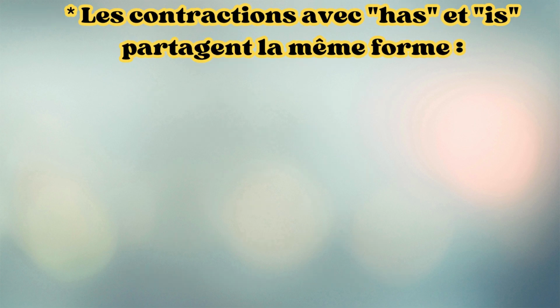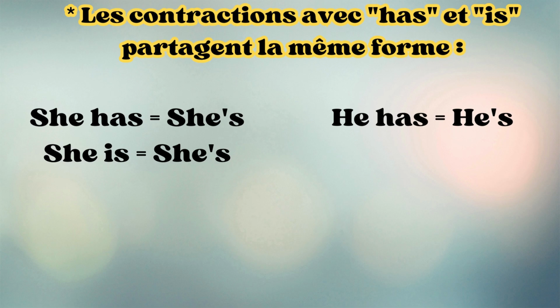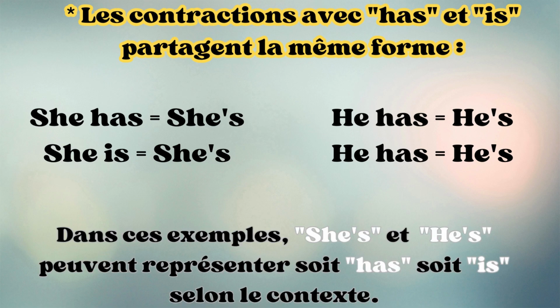Les contractions avec has et is partagent la même forme. She has, She's. She is, She's. He has, He's. He is, He's. Dans ces exemples, she's et he's peuvent représenter soit has, soit is selon le contexte.